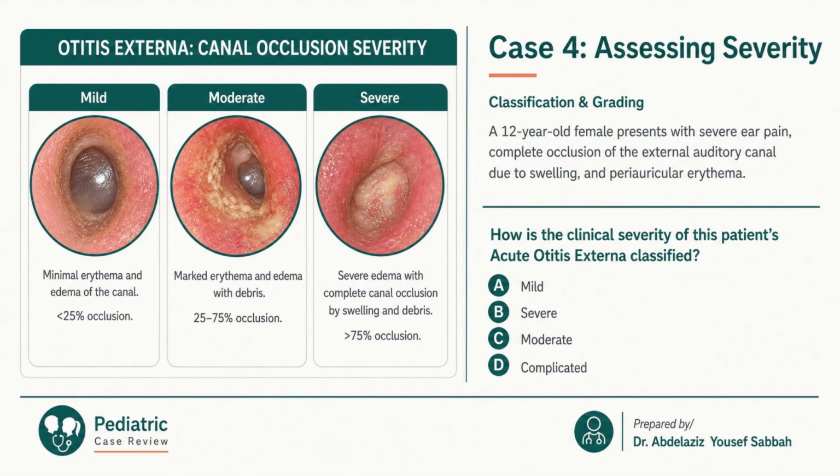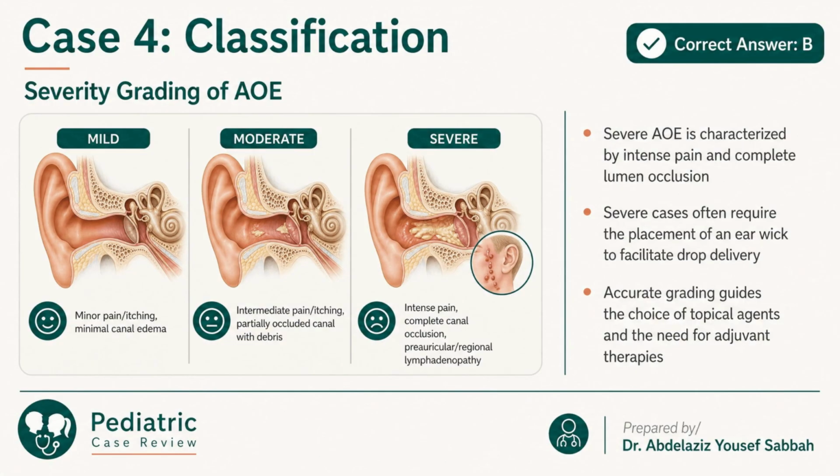Option A. Mild. Option B. Severe. Option C. Moderate. Option D. Complicated. The correct answer is option B. Severe.